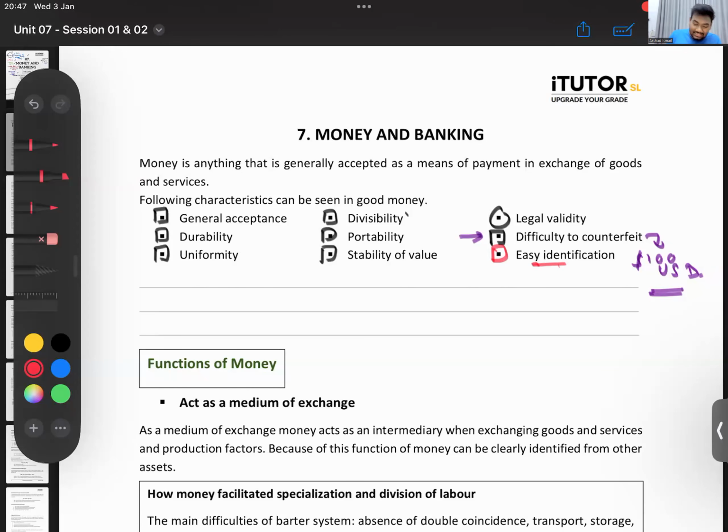These are characteristics seen in good money. So any good currency will have these characteristics. Sometimes in your A-level paper, I will show you some past papers. There are some A-level past papers, right? 4 marks, okay, 4 marks. They ask you, what are the characteristics of good money? You know what you should write? You should write 4 of these. Shall I show you one past paper?